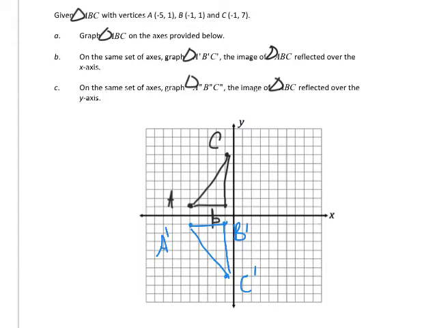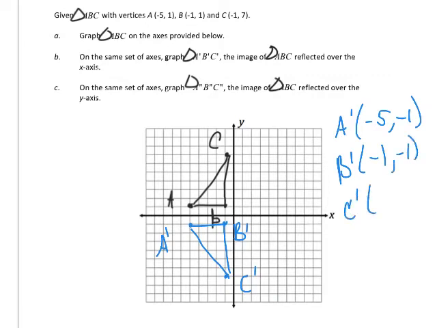Now, it's always a good idea to write your coordinates down. Usually it says graph and state the coordinates. So A prime, just using the rule, is now at -5, -1. B prime is at -1, -1. And C prime is at -1, -7.